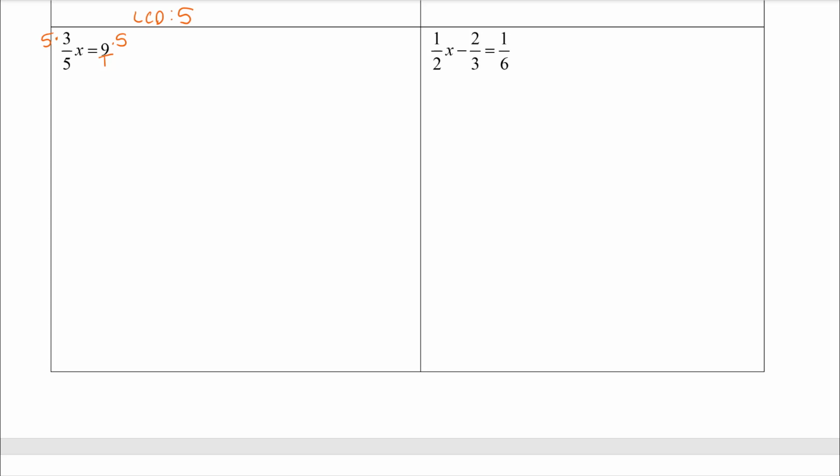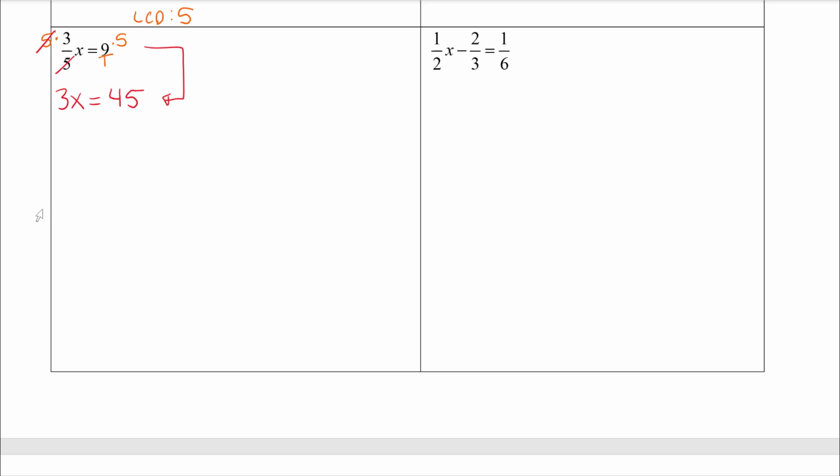What happens here is the 5 in the numerator and the 5 in the denominator divide out nicely, and I'm just left with 3x, no fraction. Hooray! On the right side I have 9 times 5, which is 45, and 45 divided by 1 is 45. So in one step I've turned it from a fraction into a whole number problem. Yay, I like that. Now the next step says get all the x's on one side and numbers on the other. Done. I've got the 3x on the left and 45 on the right.